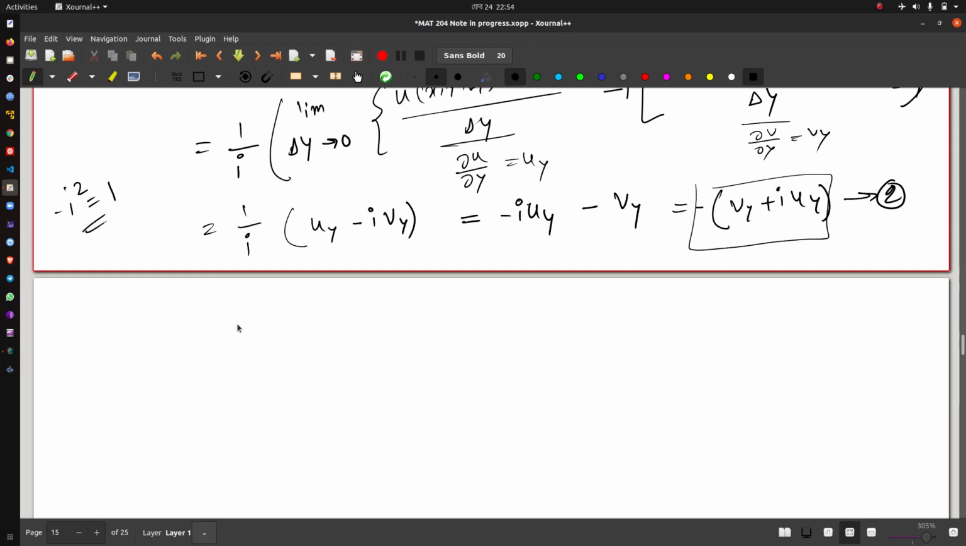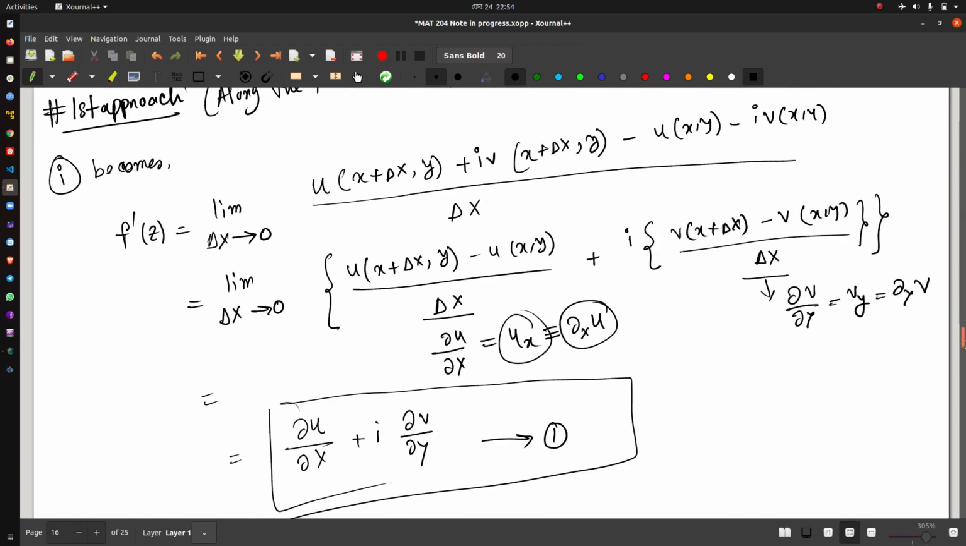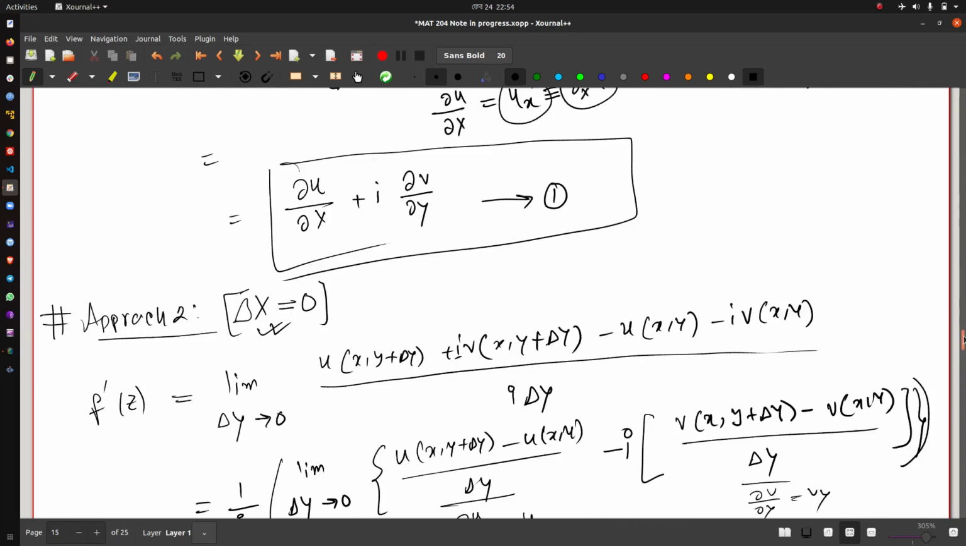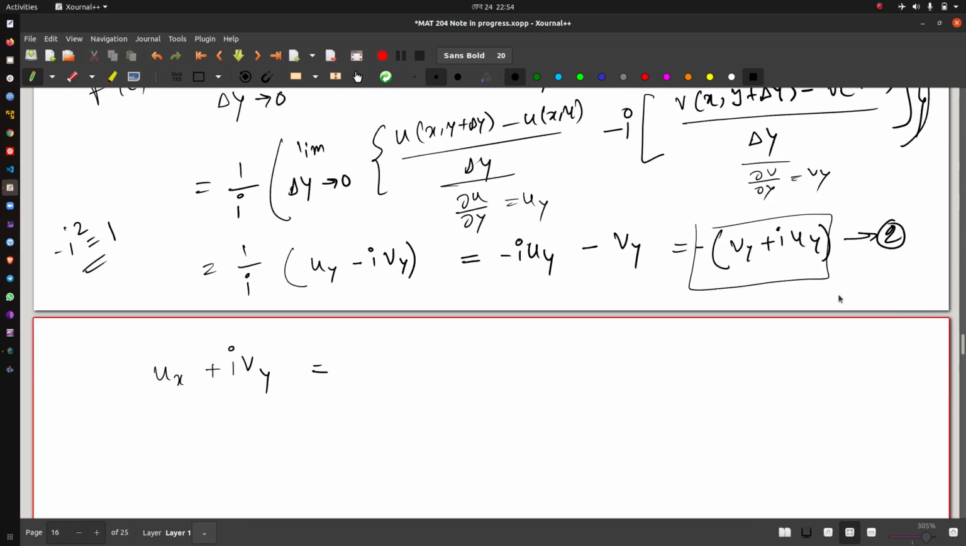So if we do that, what we have is ux, or del u by del x, whatever you want to write. I prefer writing in this way. So equation 1 gives us vy, and then we have this minus vy, and there's a minus i uy.